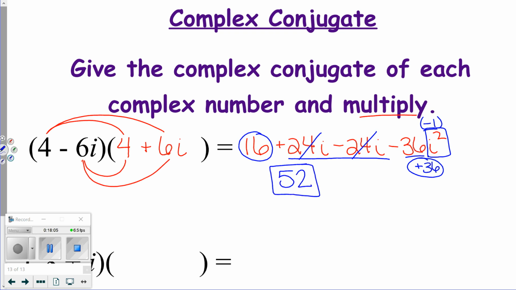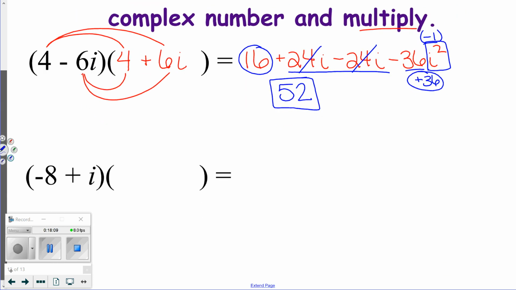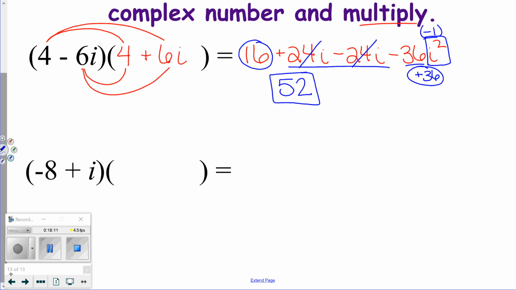So we end up with a real number. You should not have i's left if you're multiplying conjugates together. All right, last problem. Again, I would strongly encourage you to hit pause and try this one on your own, and then come back and watch it.